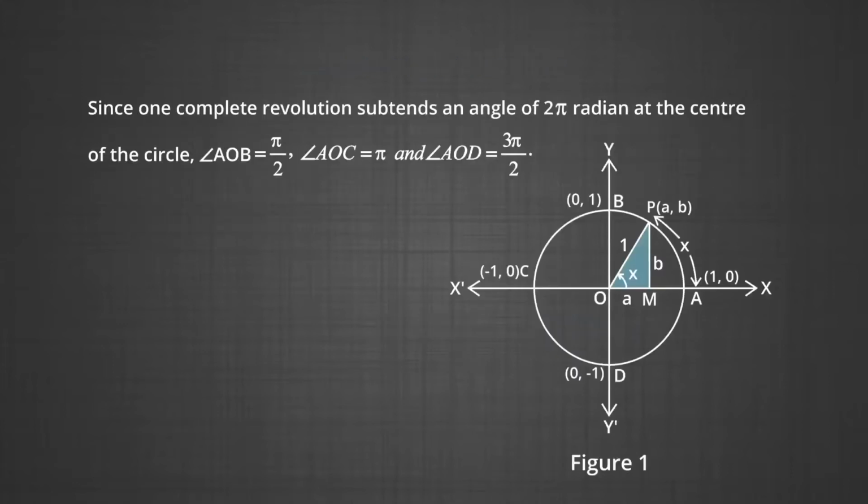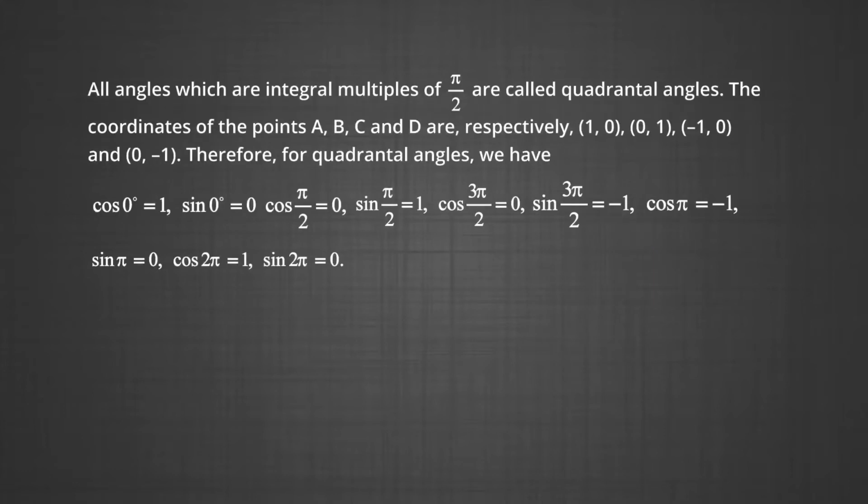Since one complete revolution subtends an angle of 2 pi radian at the center of the circle, therefore, angle AOB is pi by 2, angle AOC is pi, and angle AOD is 3 pi by 2. All angles which are integral multiples of pi by 2 are called quadrantal angles.